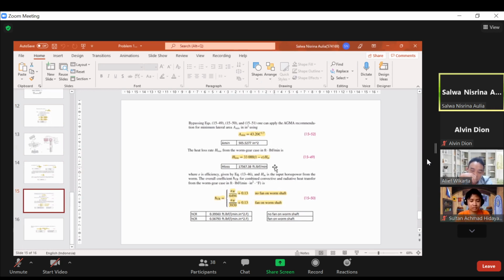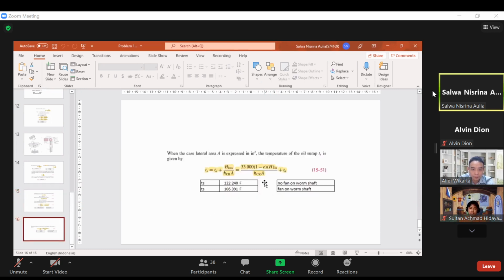And from here, we need to calculate this overall coefficient. Because the problem gives no information, sir, excuse me, no information about whether there is a fan or not, I calculated both. And we can get this temperature of the sump for no fan and with fan in here.